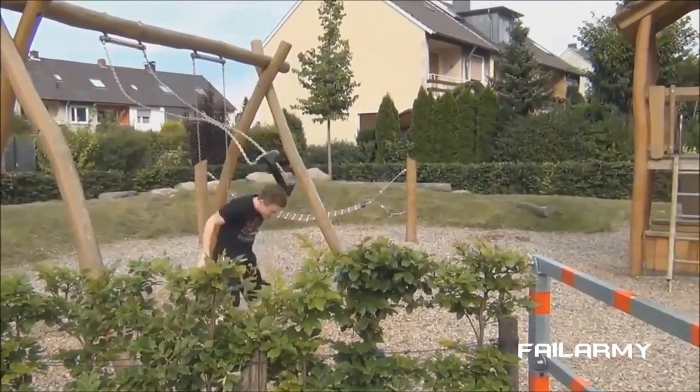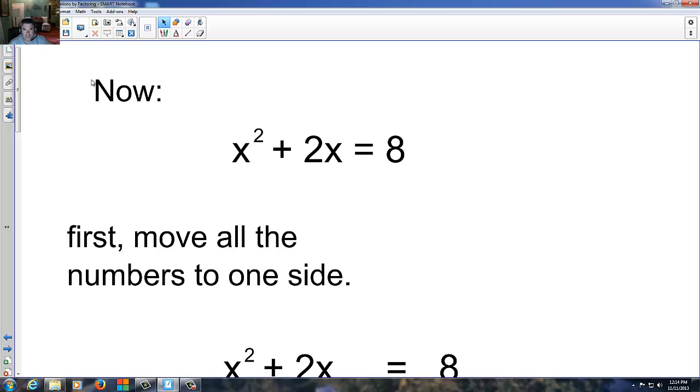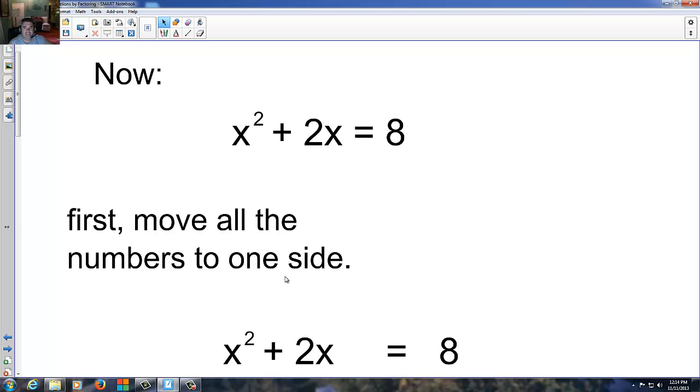And back. Now, x squared plus 2x equals 8. First, move all the numbers to one side. Really, it doesn't matter if I move them all this way or this way. My suggestion is simply to find the easiest way you want.